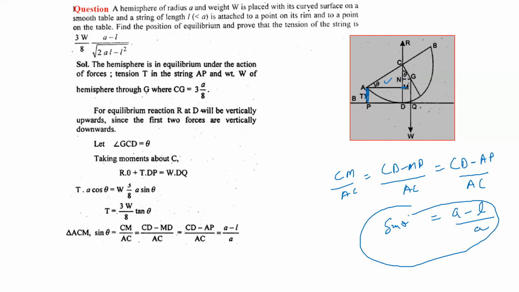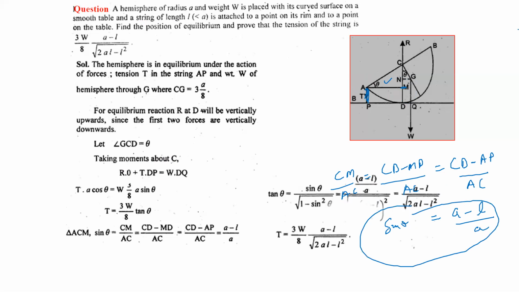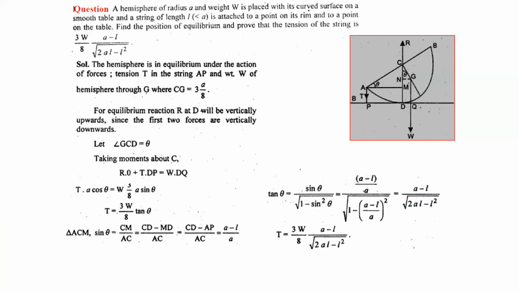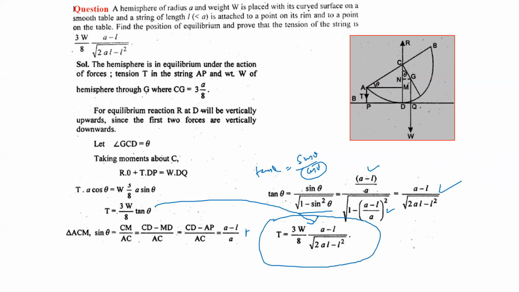If we have sine theta, we can calculate tan theta. Tan theta will be evaluated like this because tan theta is sine theta by cos theta, and cos theta is changed to sine theta because we have the value of sine theta available, under root 1 minus sine square theta. On substituting the values of sine theta here and simplifying, we get the value of tan theta, and it will be substituted here. So we will get this expression, and this is what we needed to prove in the question.